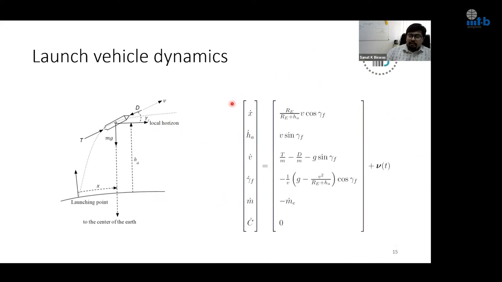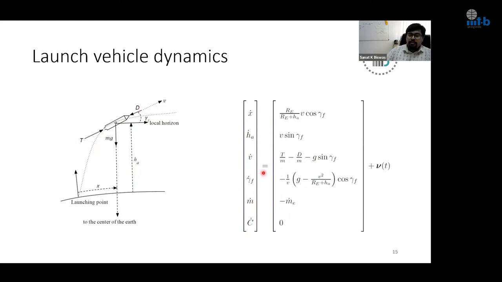So the state variables that we want to estimate here are, first, the downrange distance. Say that this is your launching point. From there, this distance is called the downrange distance. Then the altitude from the sea level. We also need to know the velocity of the launch vehicle. And then the flight path angle. So with the local horizon, what is the angle of the launch vehicle's primary axis? That is our flight path angle.